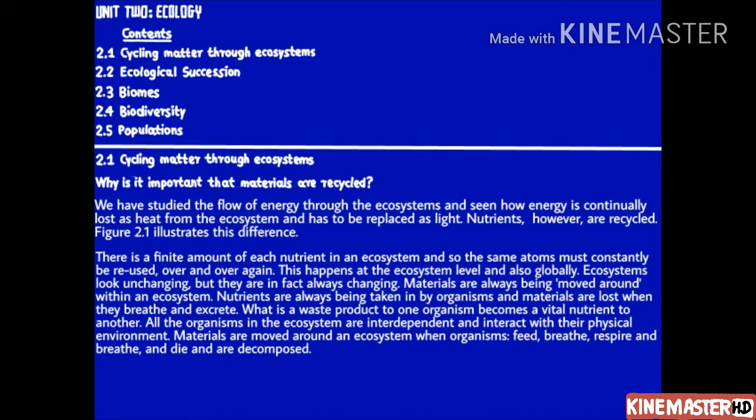Ecosystems look unchanging, but they are in fact always changing. Materials are always being moved around within an ecosystem. Nutrients are always being taken in by organisms, and materials are lost when they breathe and excrete. What's a waste product to one organism becomes a vital nutrient to another. All the organisms in the ecosystem are interdependent and interact with their physical environment. Materials are moved around an ecosystem when organisms feed, breathe, respire, die, and are decomposed.